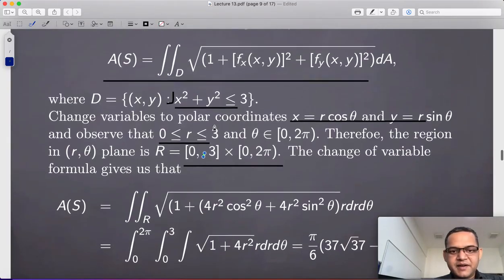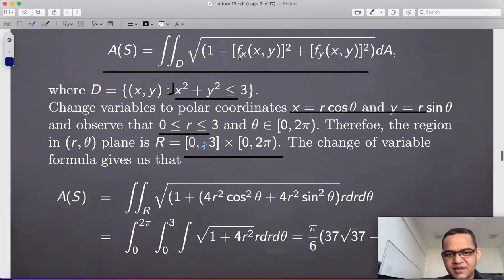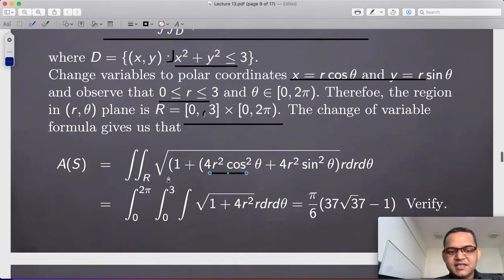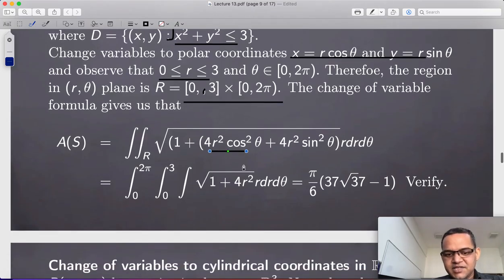So if I perform this change of variable, compute these partial derivatives, you will get that the partial derivatives are this, and then just substitute them in the formula. So the r transform is this rectangle here, and you just simplify it. This is going to look like 1 plus 4, and then again cosine square plus sine square will become 1. So this is 4r square, and this extra r term is coming from the Jacobian of the transformation. And then dr d theta.